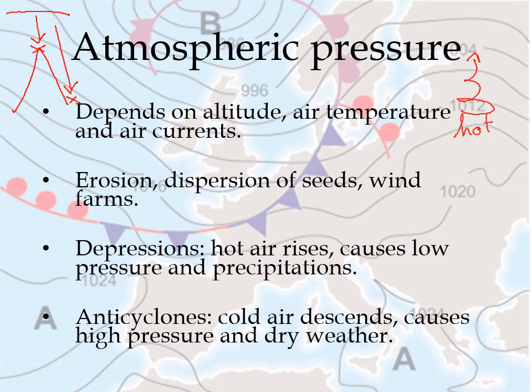It depends on the air temperature, because remember that hot air goes up, and it depends on the air currents, which can also affect that. It's important for the erosion. Remember that the wind can erode mountains and so on, for the dispersion of the seeds of the plants that are moved by the wind, and for the wind farms, the ones with the aerogenerators that move thanks to the wind.